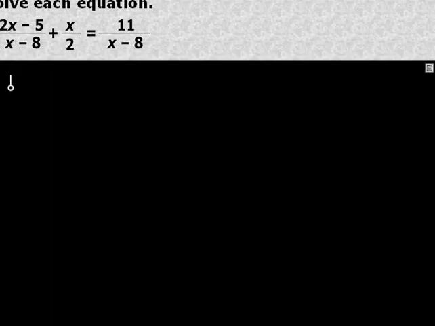Next one. All right, so we want to find the LCD. We've got two different factors for our denominators, x minus 8 and 2. That's going to be our LCD. So we're going to multiply everything by 2 times x minus 8, both sides.